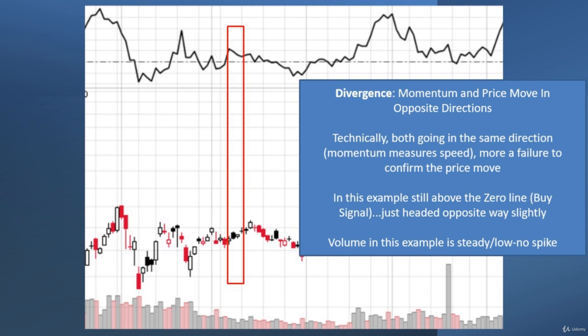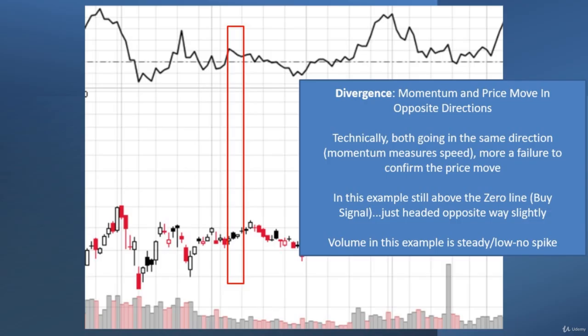So if you see that, technically both are going in the same direction, because momentum is really measuring speed. It's more a failure to confirm the price move if it's going a little bit in the opposite direction. So if you see this here in this example, it's above the zero line, which is a buy signal, but it's just headed the opposite way slightly.